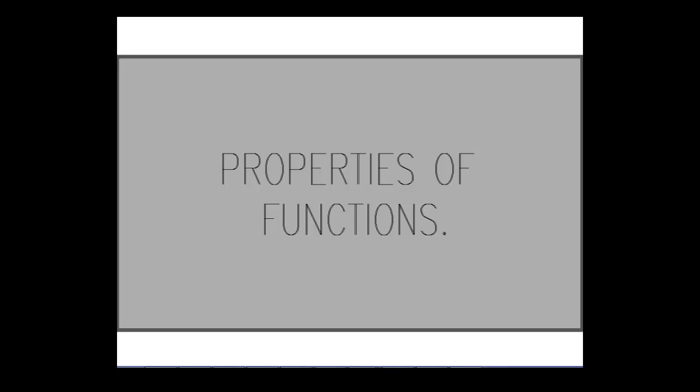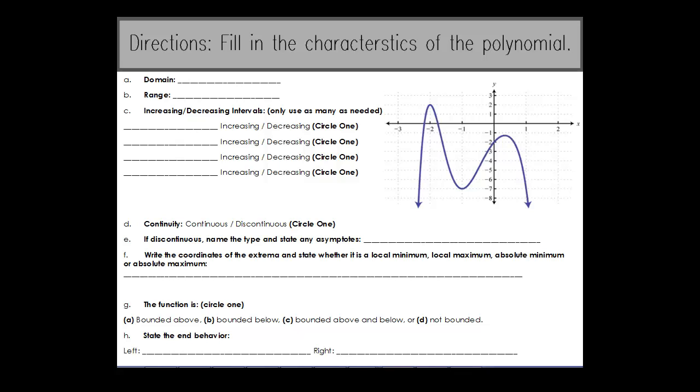Today we're going to practice identifying the properties or the characteristics of functions. The first thing we're asked to do is find the domain. The domain represents the x values that work for a specific function or graph. In this case, we do not have a clear starting or ending point. There are no holes and no vertical asymptotes, so our domain would be all real numbers, which we can notate as negative infinity to positive infinity.